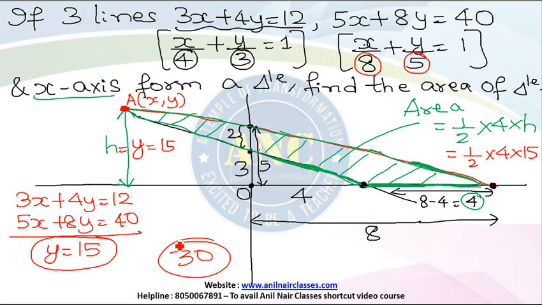Coordinate geometry is one of the easiest methodologies to find the area of a triangle joined by 3 lines.